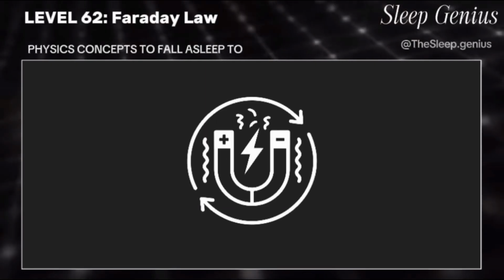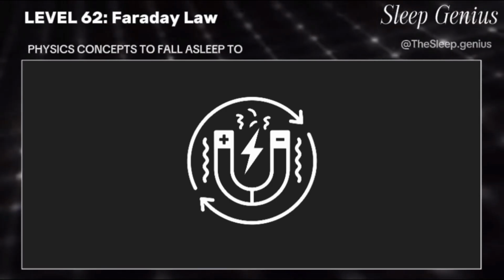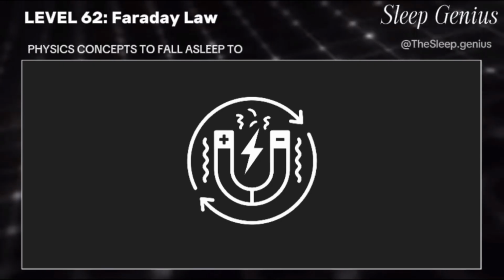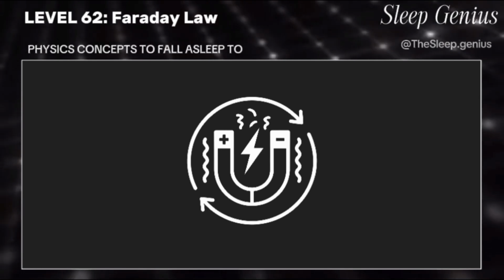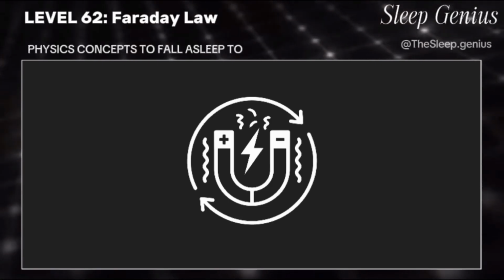Faraday's law describes how a changing magnetic field can create an electric current in a conductor. The fundamental idea is that electricity and magnetism are closely linked. When the magnetic field around a wire changes, it pushes electrons, producing a current. This principle is the foundation of electric generators and transformers. Faraday's law depends on the speed of the magnetic field change, the number of wire loops, and the area of the loop. A faster change produces a stronger current.